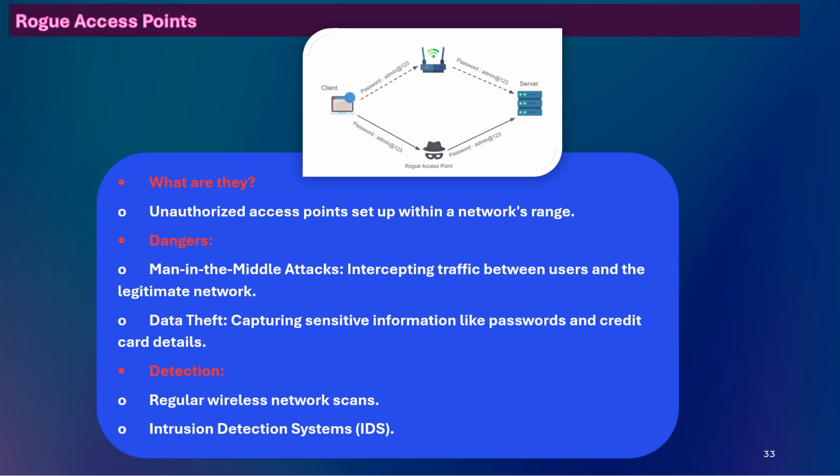Rogue access points. A rogue access point is an unauthorized wireless access point set up within the range of a legitimate network. Attackers use rogue access points to intercept network traffic and launch man-in-the-middle attacks. These attacks allow them to capture sensitive information, such as login credentials and financial data. Rogue access points can be disguised as legitimate networks, tricking users into connecting to them. Detecting rogue access points requires regular wireless network scans and the use of intrusion detection systems. Organizations can enhance security by implementing strict network access controls and monitoring for unauthorized devices.